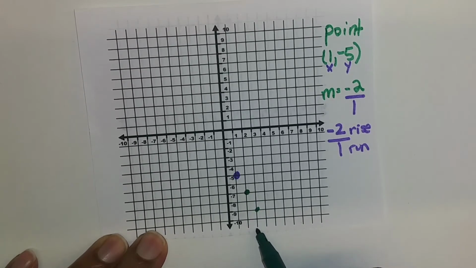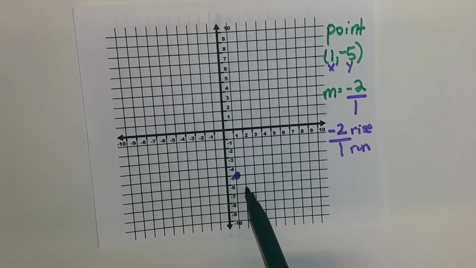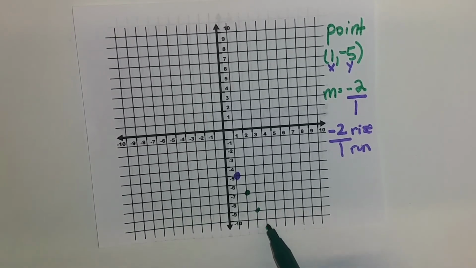Now notice that I stay along the lines. I'm not making my points in the spaces. All right, and I could connect that line, and that will be my negative slope.